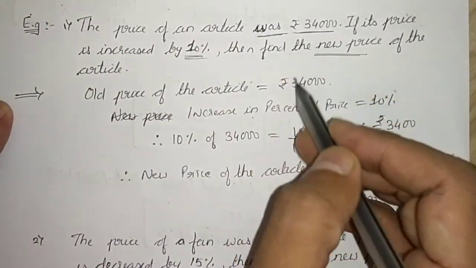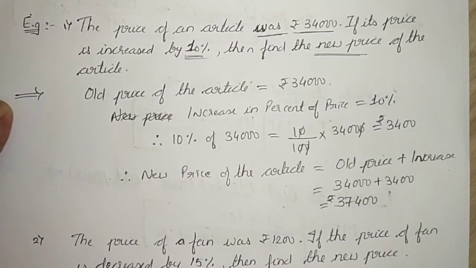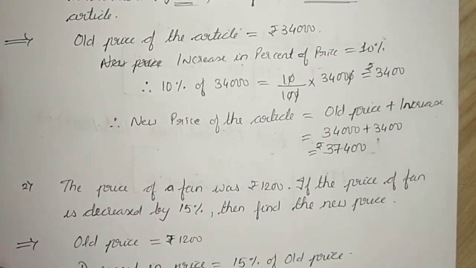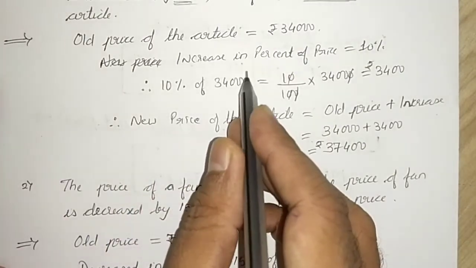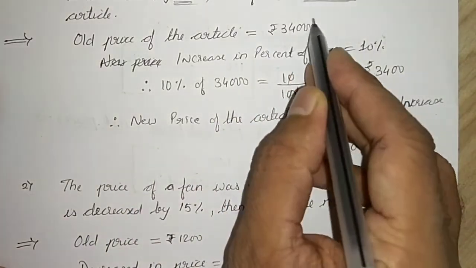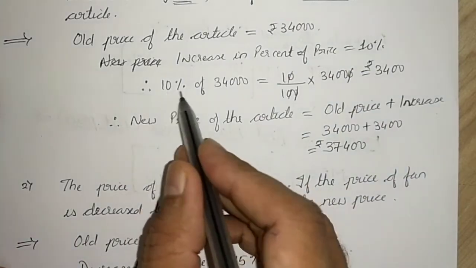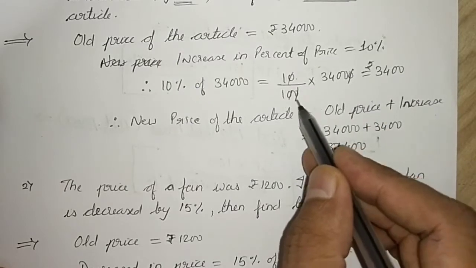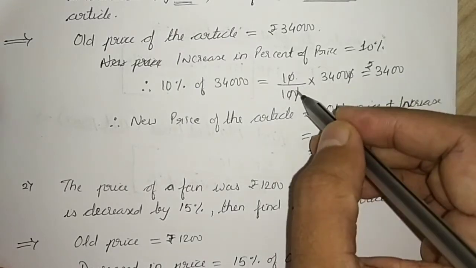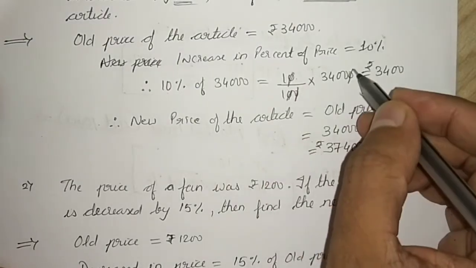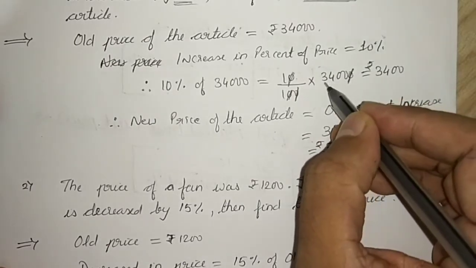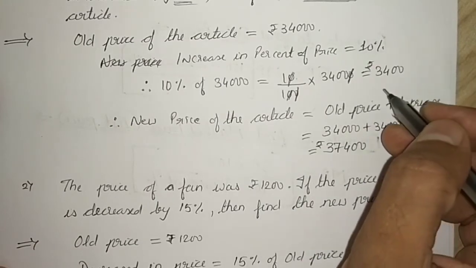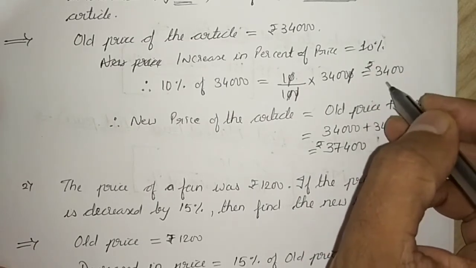Old price was 34,000. Now the increase in percentage is 10%. So what will be the increase? 10% of what? 34,000. So 10% of 34,000 can be written as 10 divided by 100 into 34,000. The 0 will cancel out, and this 0 and the last 0 will cancel out. So the amount is 3,400. So the increase in amount is 3,400.